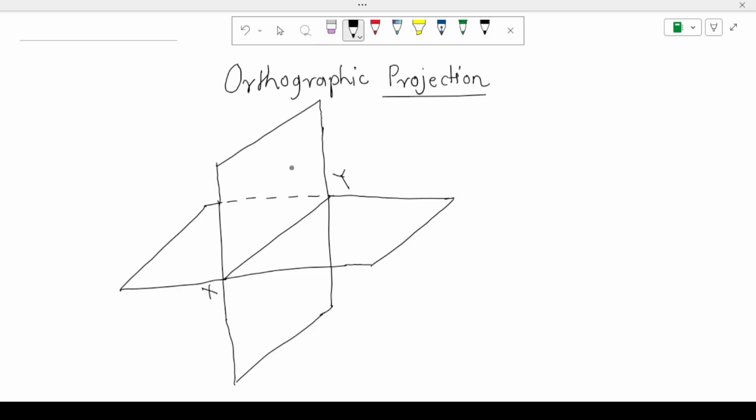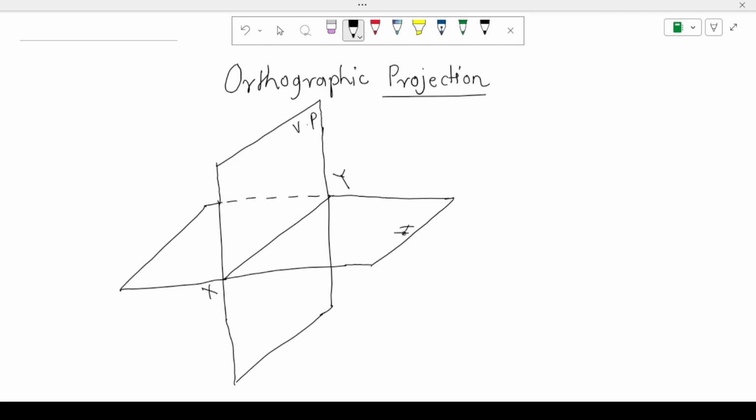So when we draw an object in orthographic projection, we imagine it placed between two imaginary transparent planes. One is vertical and the other is horizontal. So these planes are like two glass sheets that meet at a right angle. Okay. And the upright one is known as the vertical plane, and the flat one is known as the horizontal plane. The vertical plane is like a wall in front of you, and the horizontal plane is like a floor under your feet.